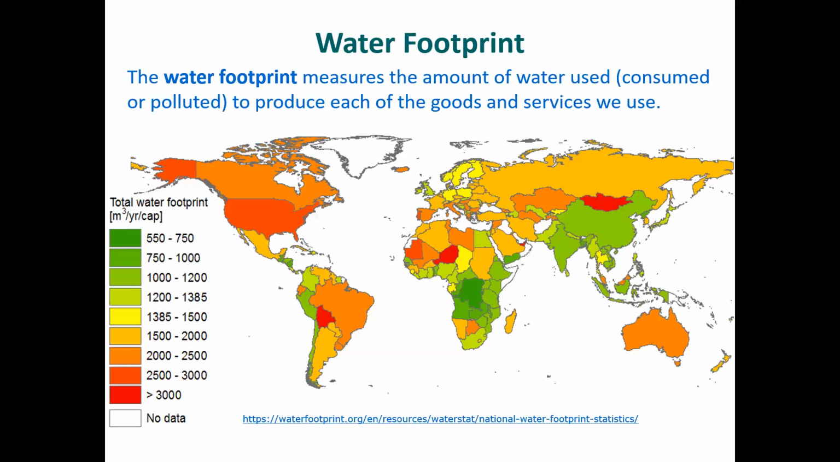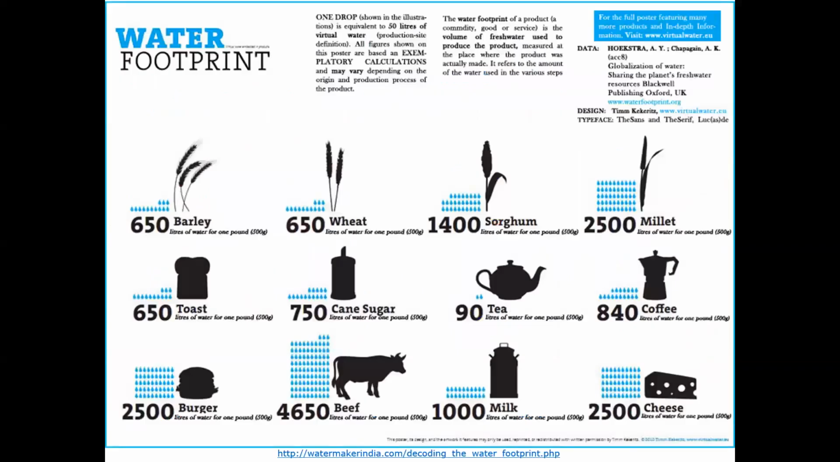Another way to think about water is our water footprint. That really just means the amount of water that is consumed to produce goods and services. And because Canada is water rich, we tend to be a lot more wasteful with our water, which means our water footprint is a lot higher per person. There are different ways to look at water footprint. You could talk about the water footprint per person, which is what is shown on this map here, and you could also look at the water footprint per item.